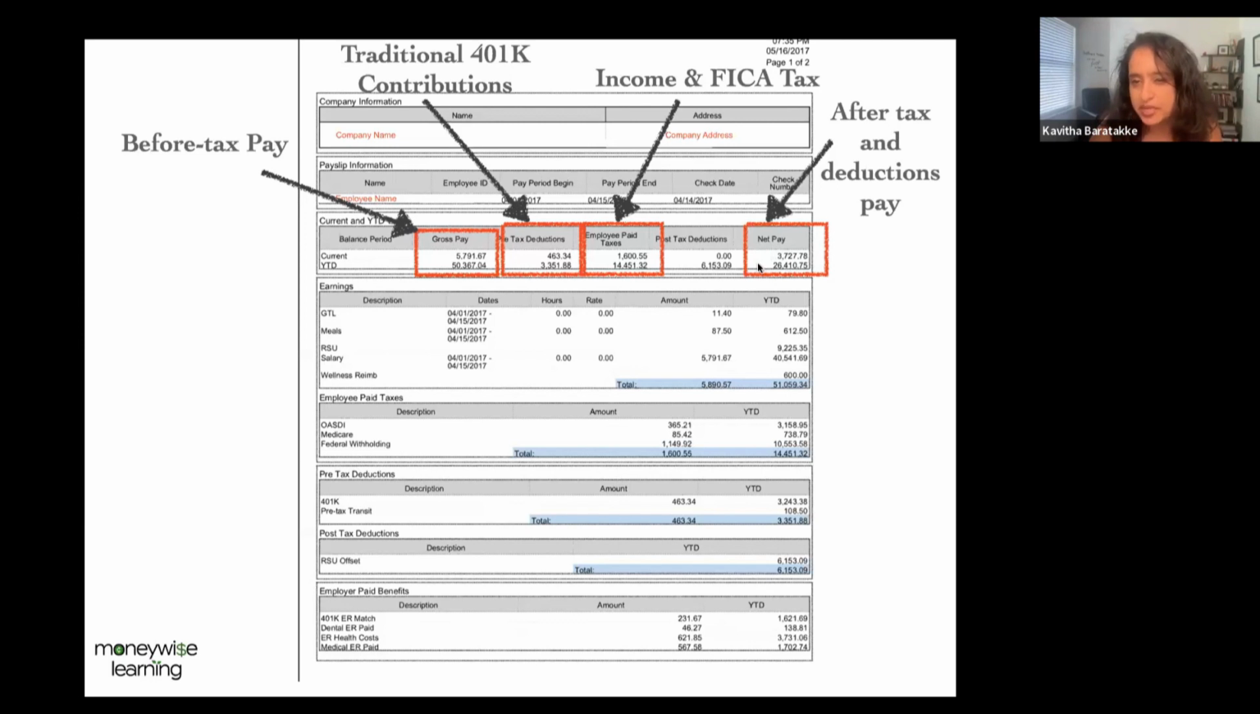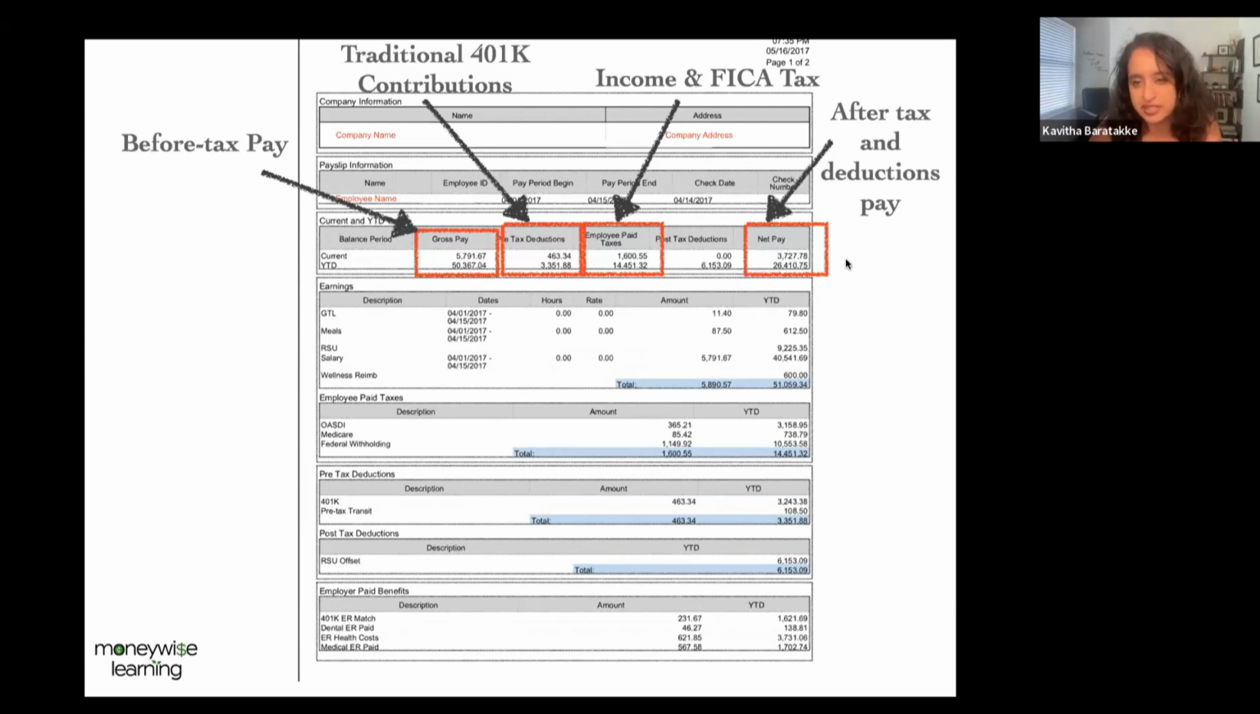So net pay is what you really take home, right, after all the taxes. So you earned $57.91, but what will be deposited in your bank account is only $37.27. That's your net pay. So net pay is after tax and deductions pay. Okay. And year to date, you made $50,000, but you only took home $26,000.